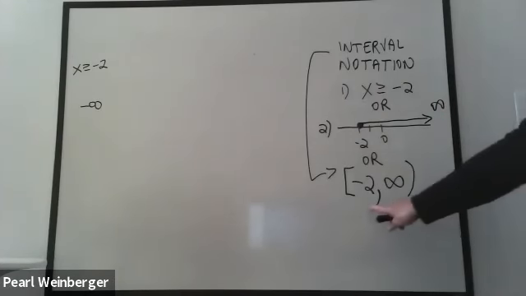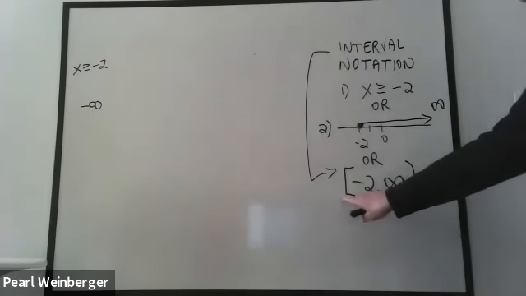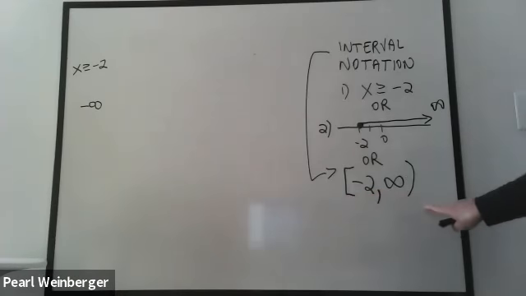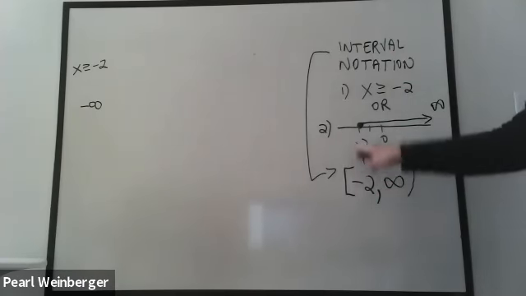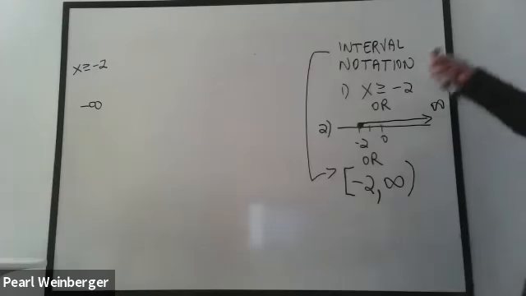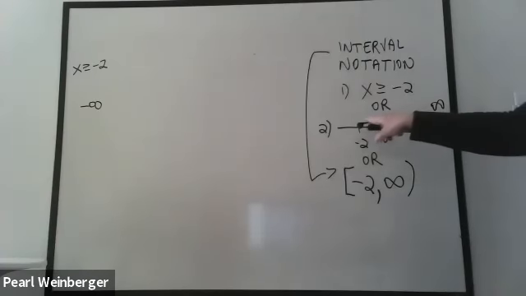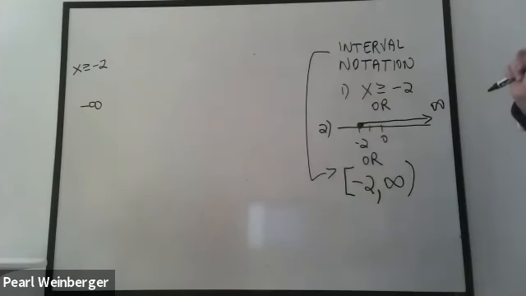So notice this is easy to type on your computer. If you want to give an answer, it's easy to give it in interval notation. You don't have to draw any pictures, but it's indicating the exact same thing you're seeing on the number line. The first number is where you're starting. The second number is where you're ending. Again, if it's a filled in circle, you put a bracket. If it's an open circle, you put a parentheses.